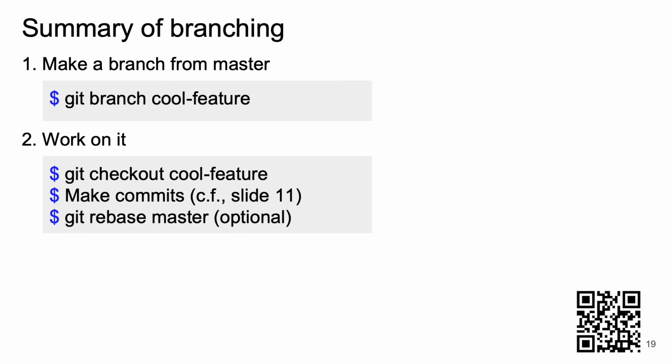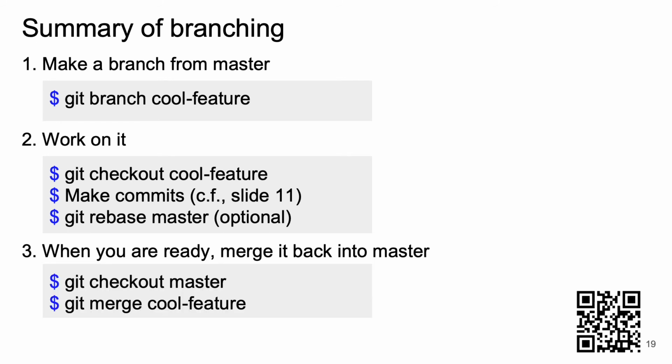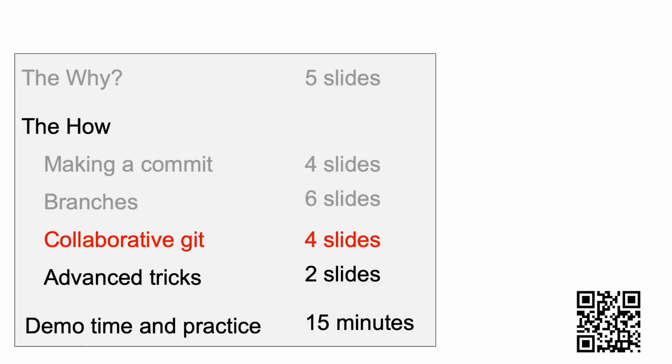Then you rebase with master. This is optional. If you're working on a big project, you may want to do it. If you're just working with a friend, you probably don't need to do a rebase. And then, when you're ready to merge, you check out the master branch and you merge the feature branch. All right. And in the process, you may have to resolve any conflicts if necessary.